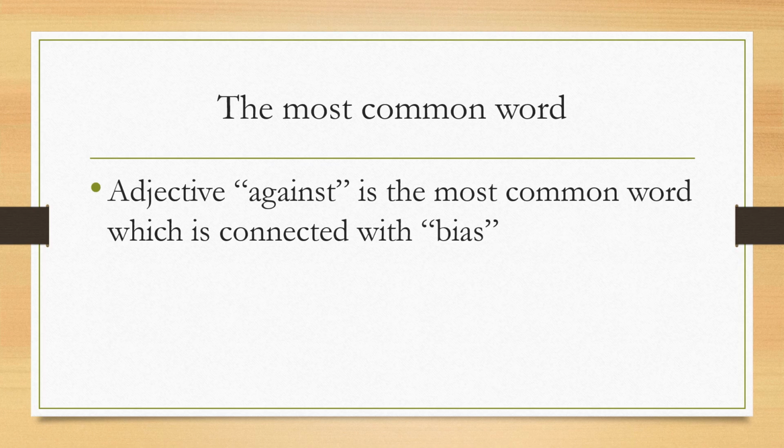The most common word which is connected to bias is against, and it can be known from COCA. That's why we can notice that the meaning of inclination or prejudice for or against one person or group, especially in a way considered to be unfair, is used most frequently.